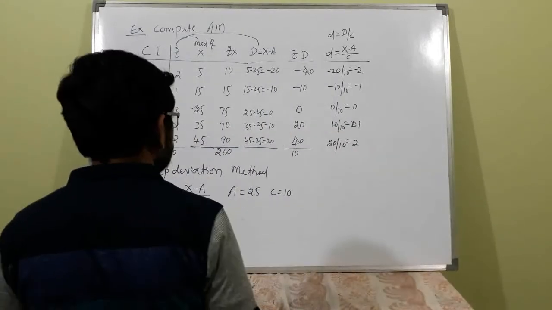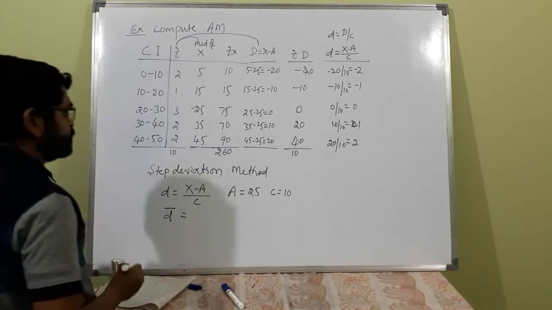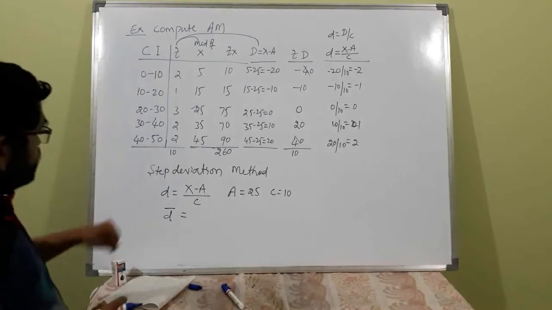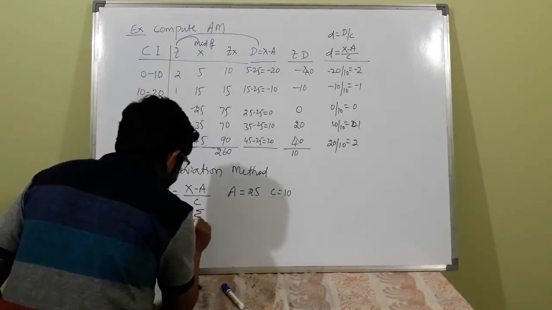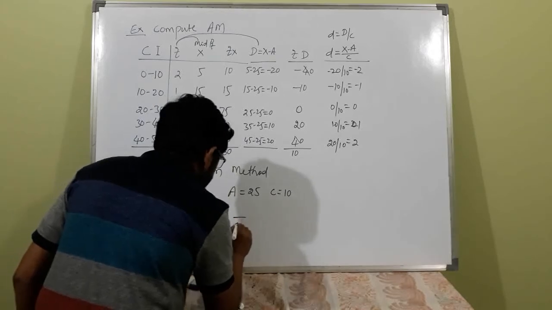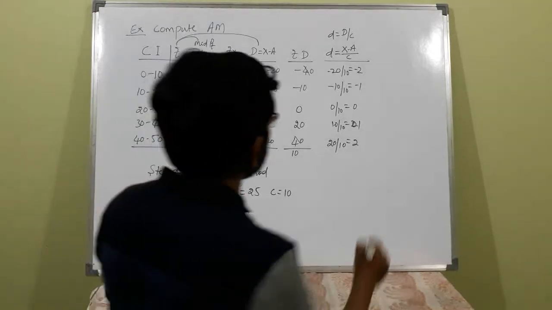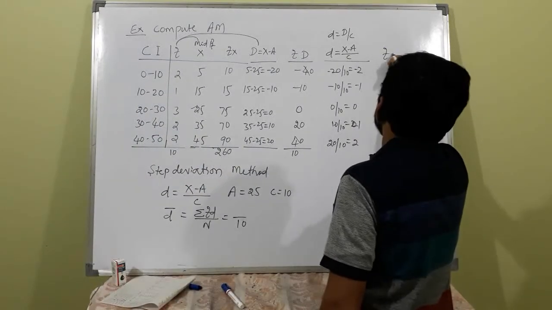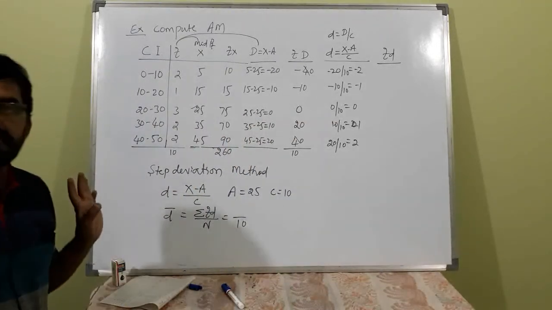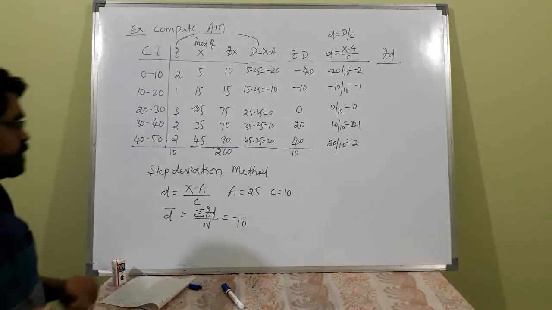So what is d bar? As in the earlier case, x bar is summation fx by n, d bar is summation fd by n. So n is 10. Fd means you have to construct. First you have to write the formula. Then you have to construct the necessary columns in the table.